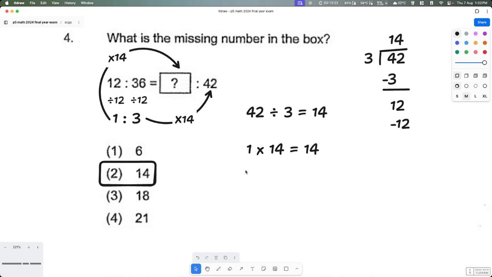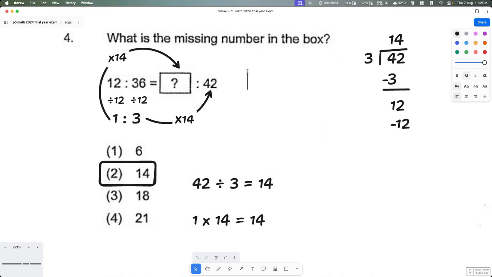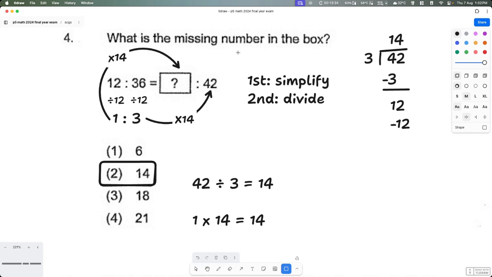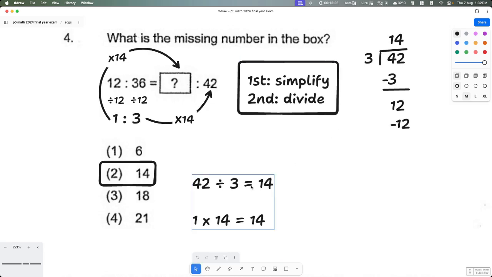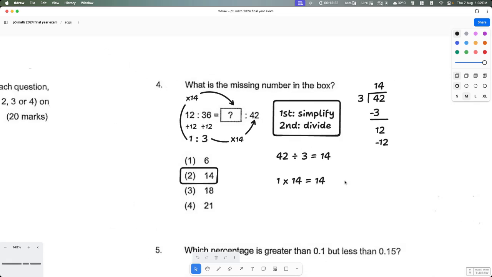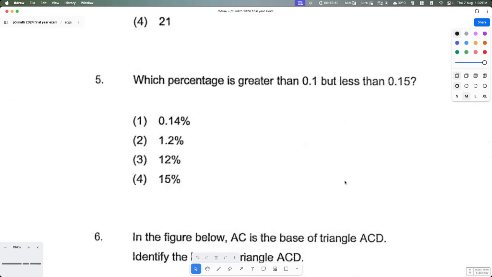Okay, so in this case, right, we first simplify, then second we will divide, right? In this case over here. Okay, all right, something like this. Okay, all right, let's move on to question number 5.